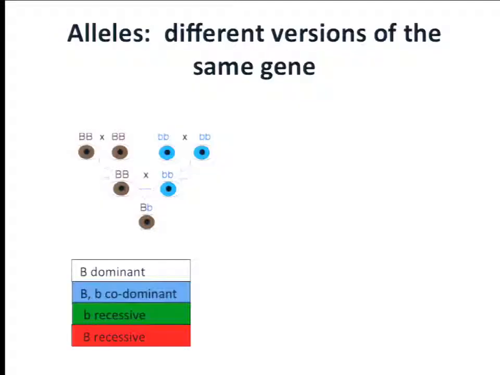Okay, so let's talk about that now. Alleles just refer to different versions of the same gene. So this is the proverbial brown-eyed gene and the blue-eyed gene. There are two copies, one from mum, one from dad. If these two get together and have a child, the mum passes on the brown-eyed gene, the dad passes on the blue-eyed gene, and the offspring is brown-eyed.